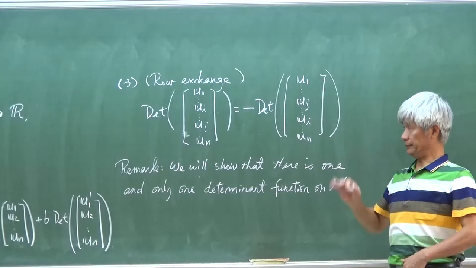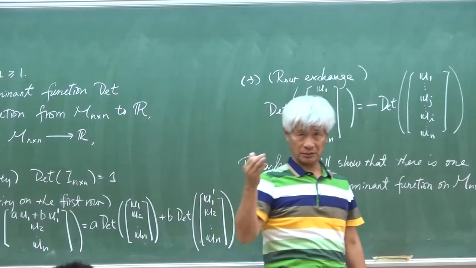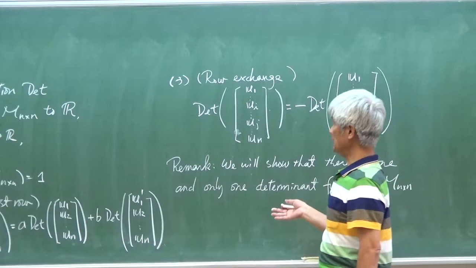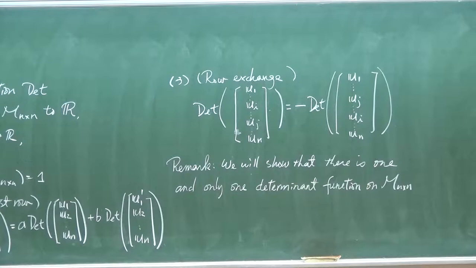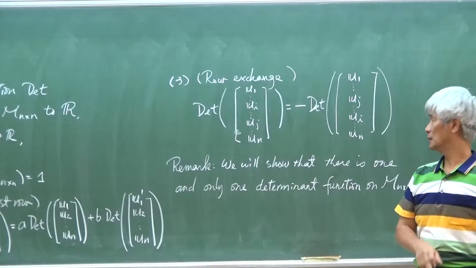Even if I give a definition of a determinant function, I still don't know whether I can have such a function, right? At this moment, I don't know. And even if I create a determinant function for you, I still don't know whether it is unique or not. Probably you have two or more functions. But the remark I put here is that we will show that there is one and only one determinant function.